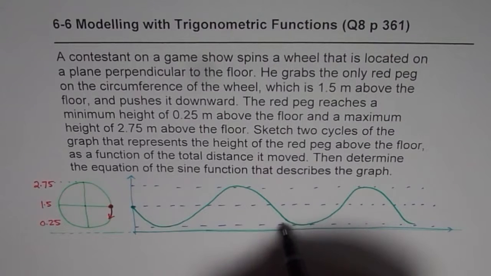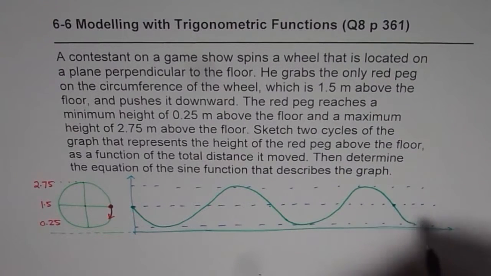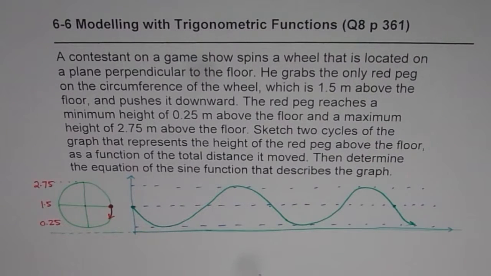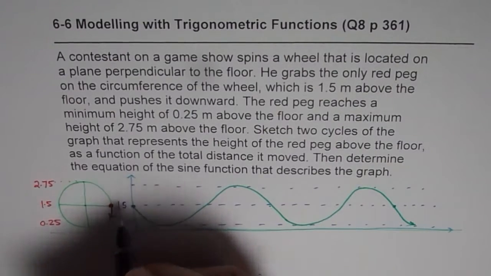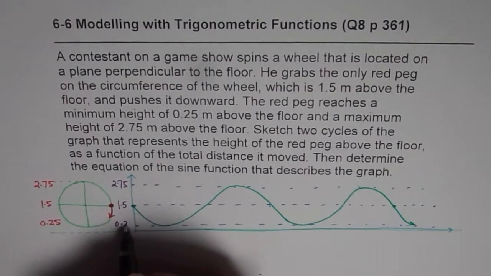So one cycle is up to here, the second cycle is up to there. That is how it goes. So we have sketched two cycles, correct? That is how we can sketch two cycles, and as you can see, the axis will be at 1.5, the maximum will be 2.75, and the minimum will be 0.25.